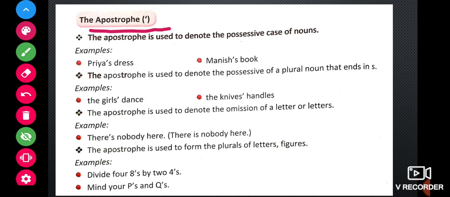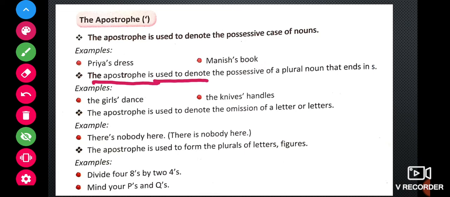Let us see where to use apostrophe. The apostrophe is used to denote the possessive case of nouns. So we have been studying possessive nouns since lower grades, so we are already familiar with it. Let's see some examples. Priya's dress. So here an apostrophe is used because this is the possessive case of the noun or the possessive noun. Manish's book. So here too apostrophe is used.